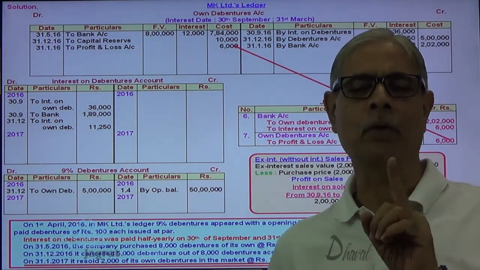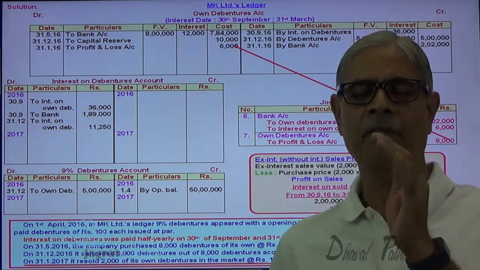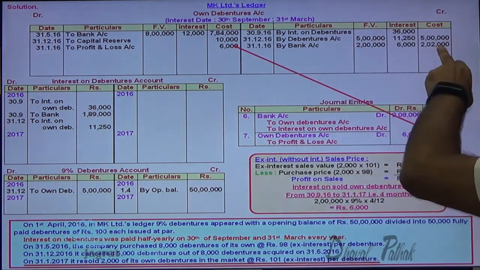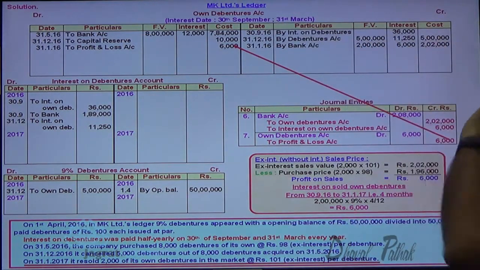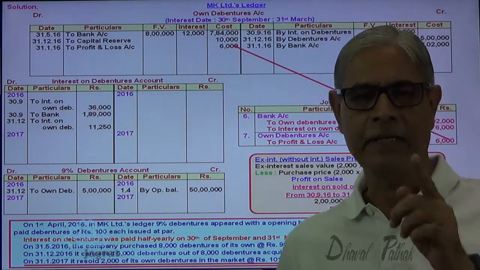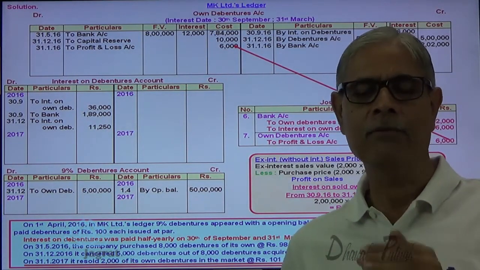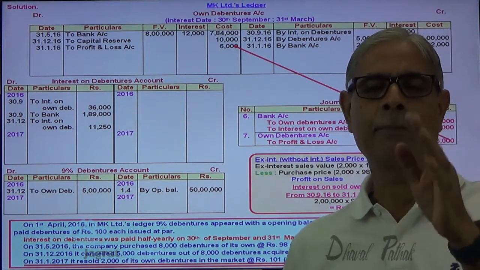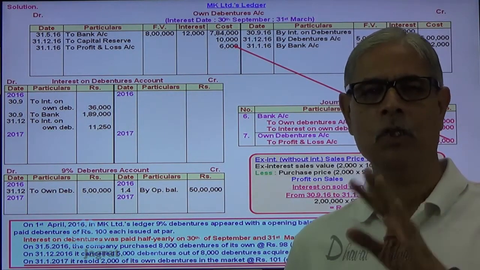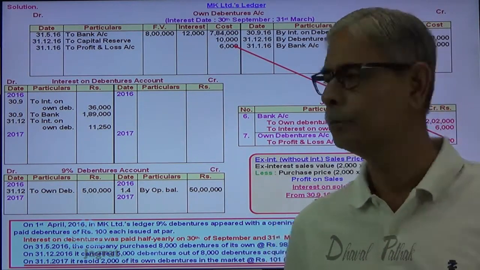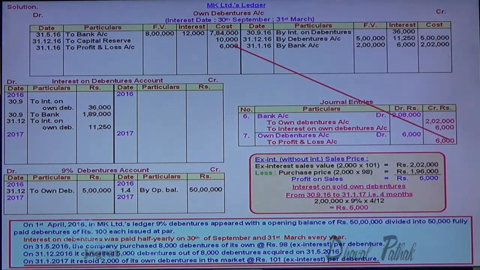What are the important points one should always remember when recording the sales entry? Sales proceeds are credited to own debenture investment account. Interest is receivable till the date of sale, starting from the last date of interest, and profit or loss on sale of investment should be calculated and accounted for. So this is how the sales entry is recorded.